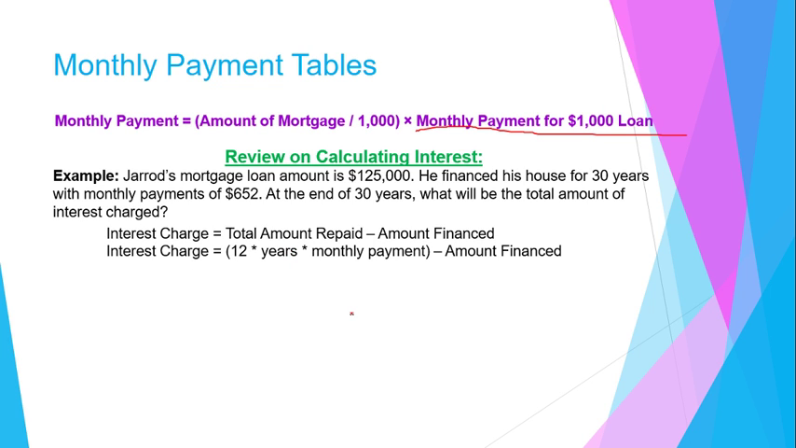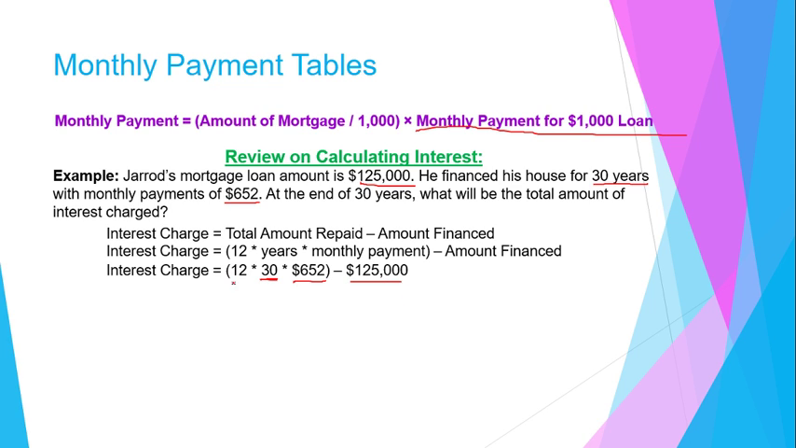Amount repaid is 12, which is 12 months in a year, times the number of years we took out the loan for, times the monthly payment. We know that Jared took out a 30-year loan. That's the 30 right here. And every month he's paying $652. The amount financed comes from right there. That's how much the mortgage loan is, $125,000.